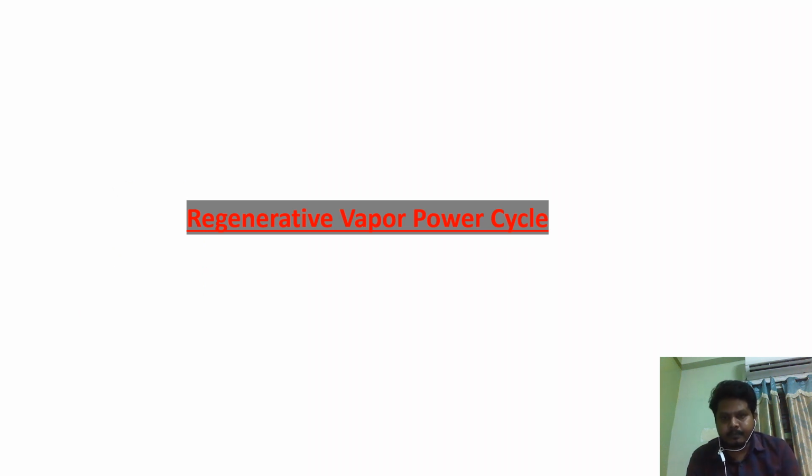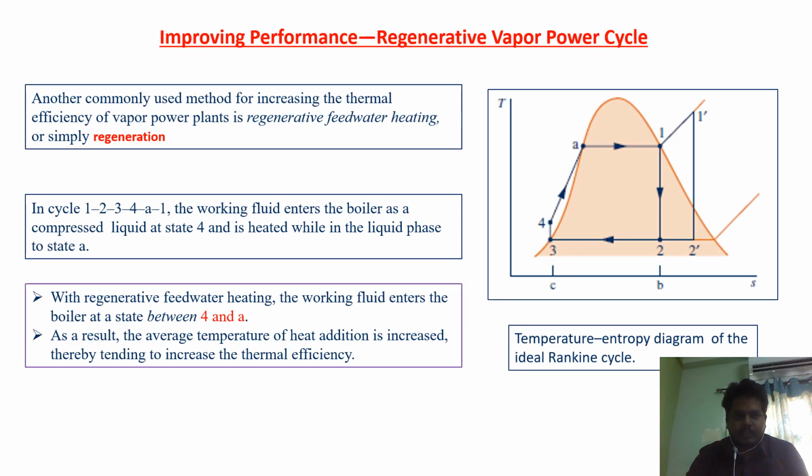Welcome to the class. Today let us see the other common method used to improve the efficiency of the Rankine cycle, that is regenerative vapor power cycle. The other common method used for increasing efficiency is regenerative feed water heating. It is simply known as regeneration, and this cycle we call the regenerative vapor power cycle.